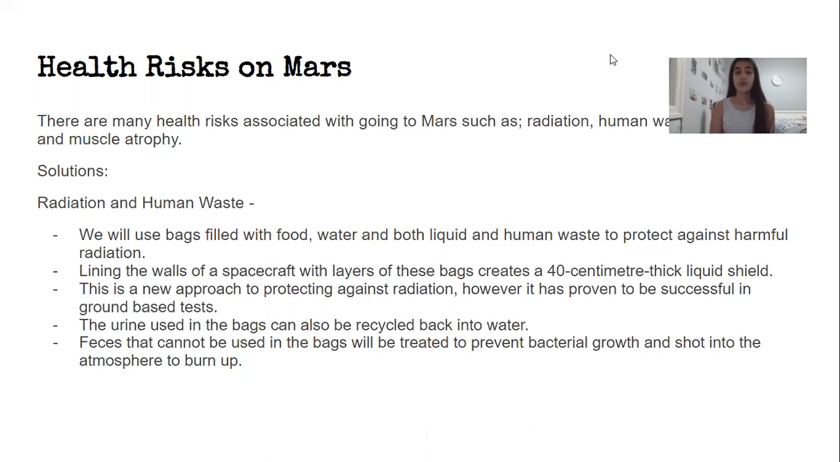The crew would then fill other bags with waste during the trip to Mars and swap them out for the now empty water bags. This is a new approach to protect against radiation. However, it has proven to be successful in ground-based tests.